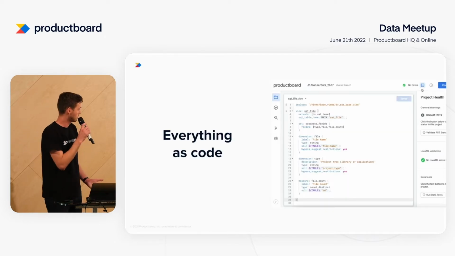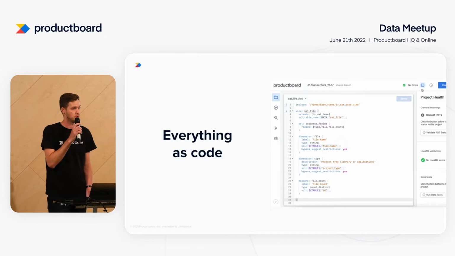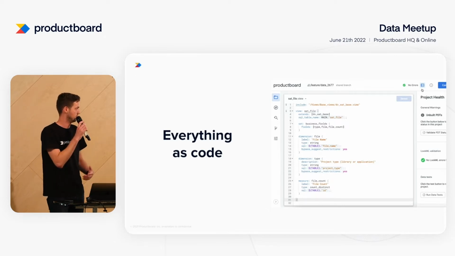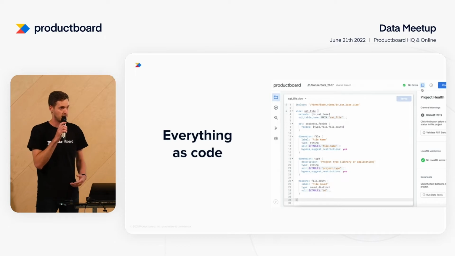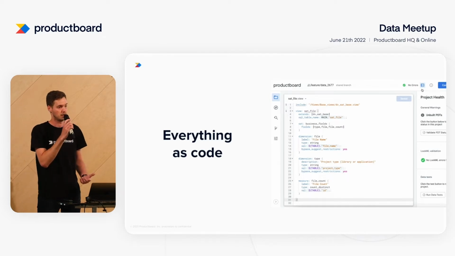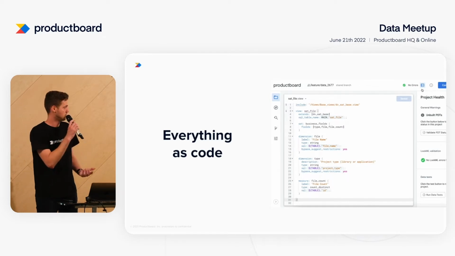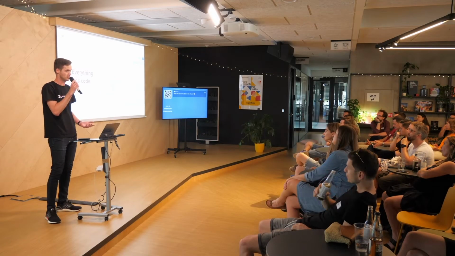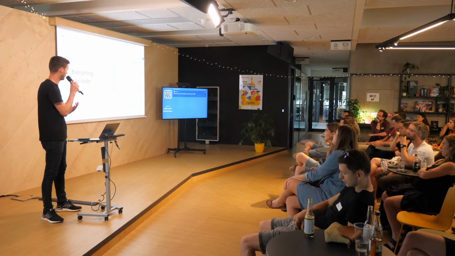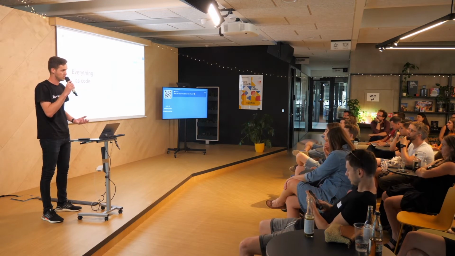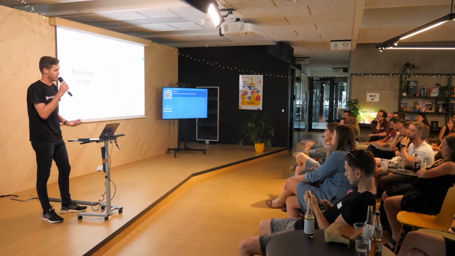So at Productboard, we have decided to use Looker as our main business intelligence and reporting tool. If I had to say one thing I really like about Looker, I would mention that you can define everything as code, which is a great feature, because Looker uses the LookML language, and you can basically define everything there.